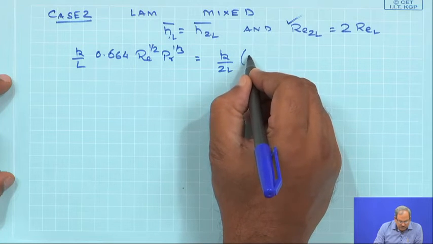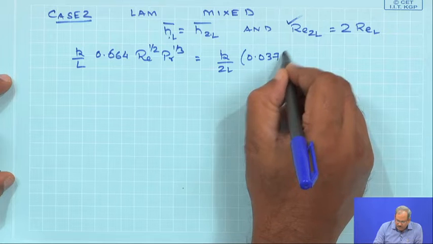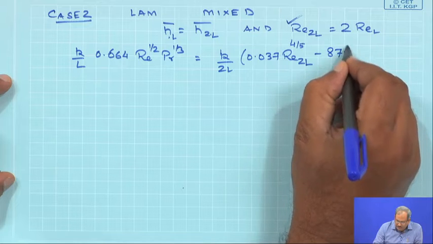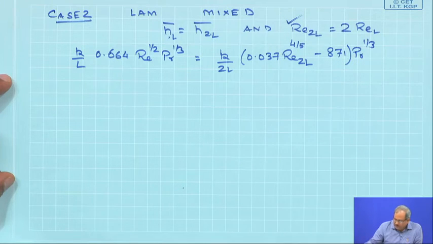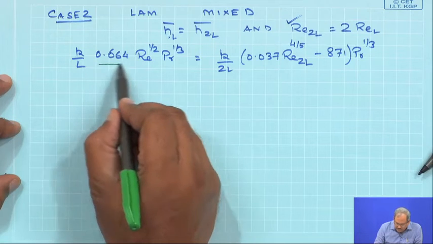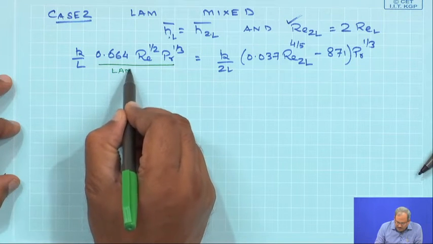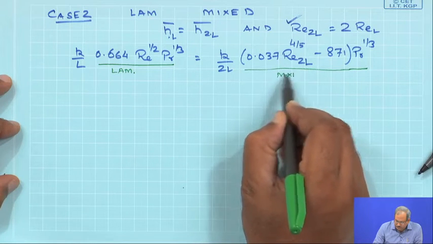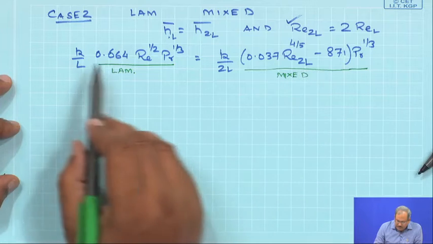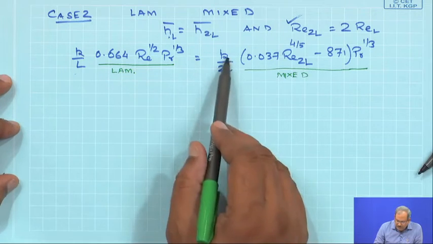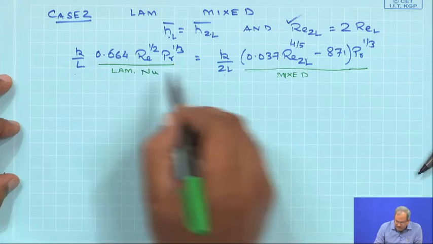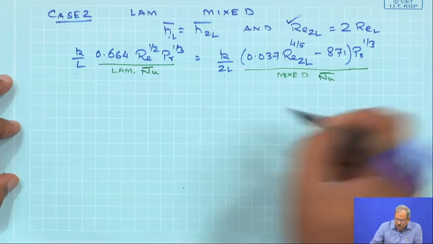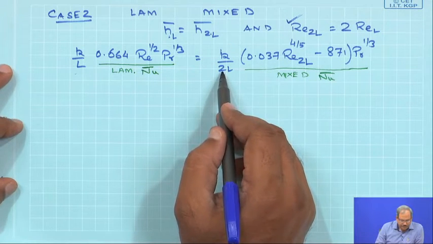So, the corresponding mixed flow equation is 0.037 Reynolds based on twice L to the power 4/5 minus 871 Prandtl to the power 1/3. I am sure you recognize these two. This is for the laminar and this is for the mixed, and simply I multiplied K by L in one case, and so this is the laminar average Nusselt number relation, this is the mixed Nusselt number, and I simply put K by 2L in here.